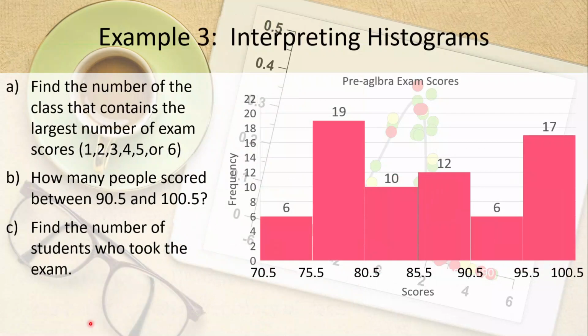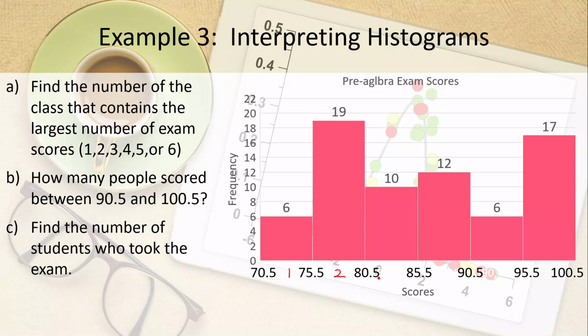So here are some of the problems that you will find relative to histograms. First, we want to find the number of the class that contains the largest number of exam scores. So this is class 1.